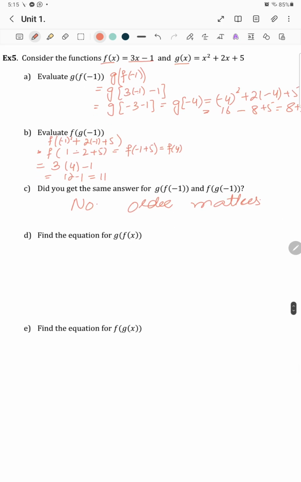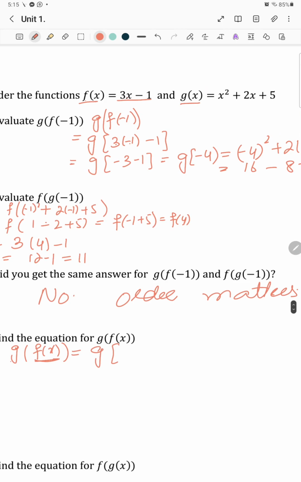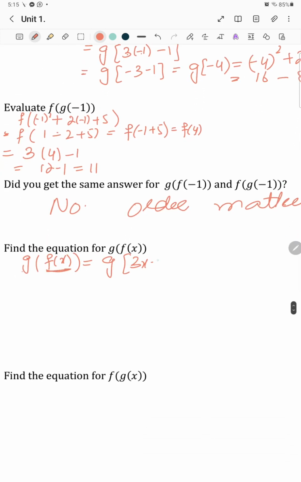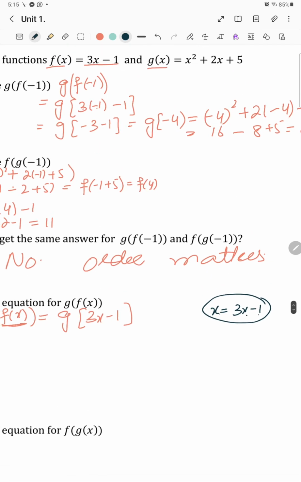Find the equation for g f of x. Now we need to find the equation for, very easy, g f of x. First of all, what we need to do, put g as it is. Put the equation of f of x over here. What is f of x? 3x minus 1. Now what is your x? Your x is changed. X is not x, x is now equal to 3x minus 1. So instead of x, you are going to put 3x minus 1. So what is g of x? G of x is x square. But instead of x, you will put 3x minus 1 square plus 2 times 3x minus 1 plus 5. So this is your equation for g f of x.